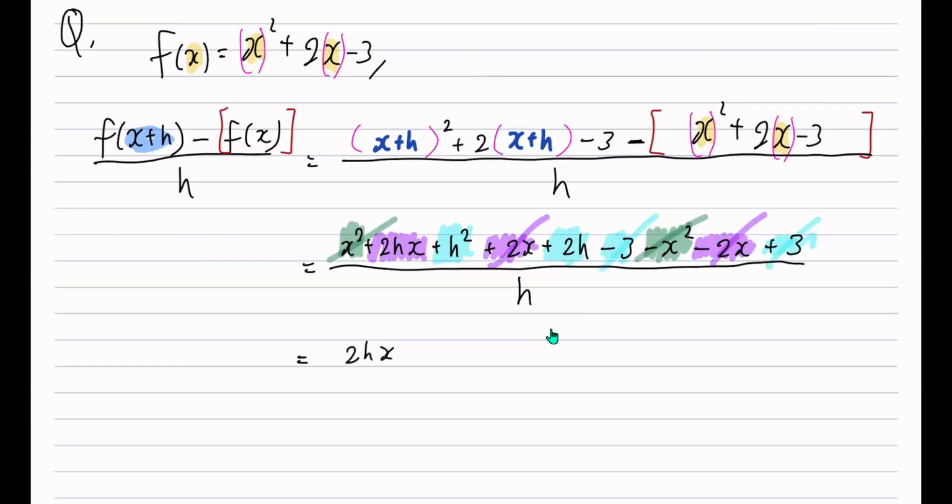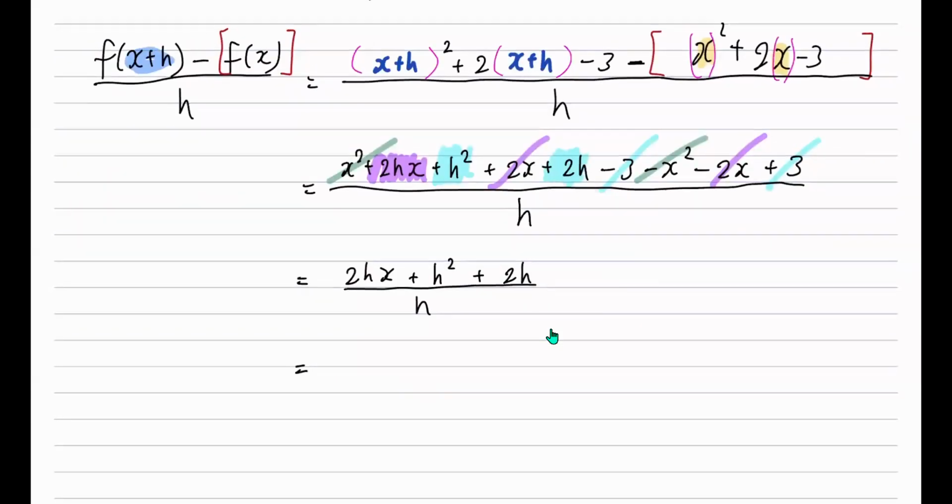2hx plus h square plus 2h over h, all divided by h. Okay, maybe I shouldn't highlight the ones that are cancelled. Yeah, so it's clearer. Okay, good. Then numerator, do you notice that there's a common factor? Yeah. What is it? H.